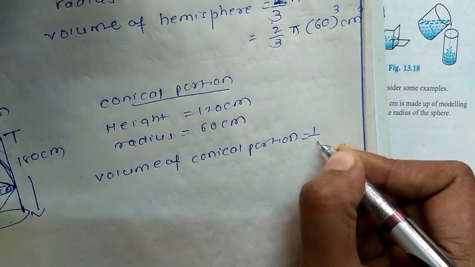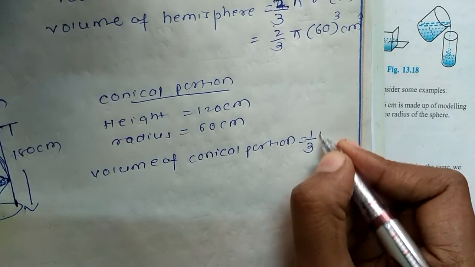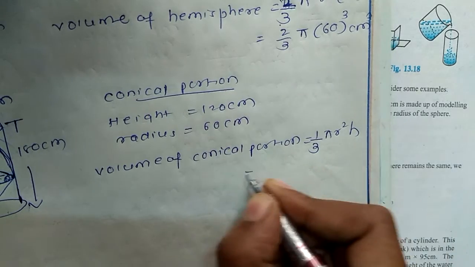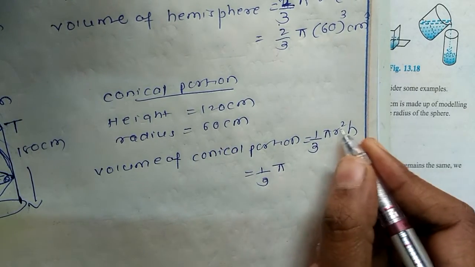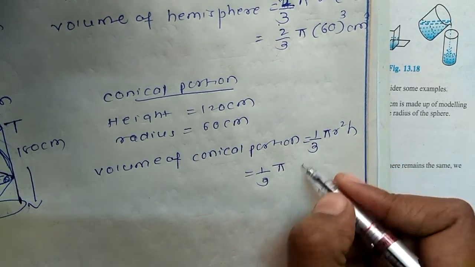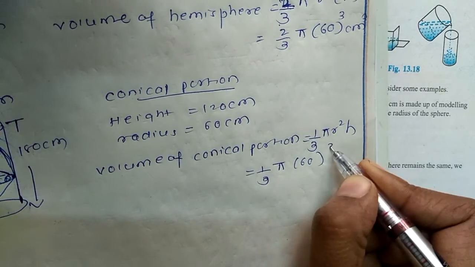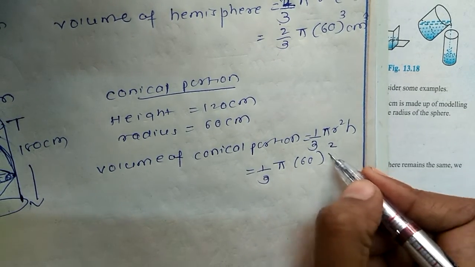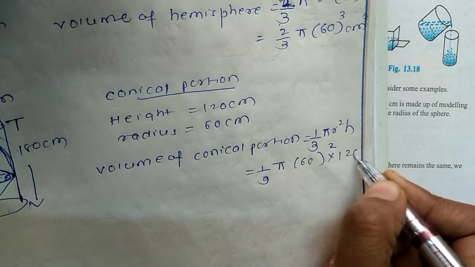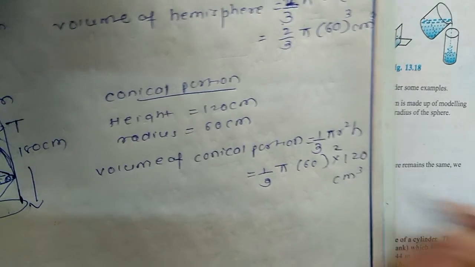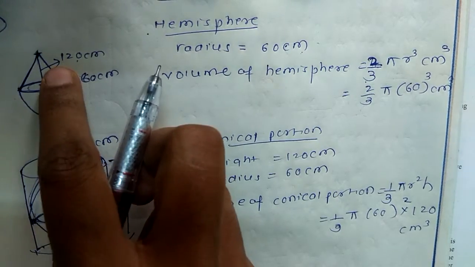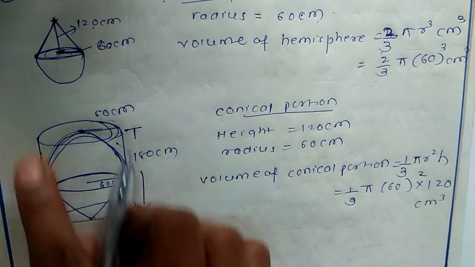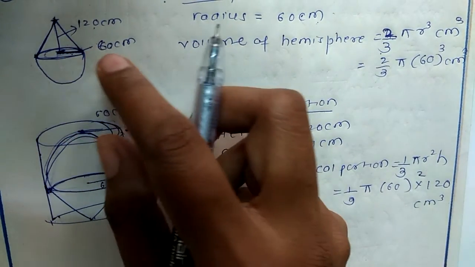So volume of cone, same formula we are going to use, 1/3 pi r square h. 1/3 pi I'll keep as it is. Then r, it is given 60, its square, into height is 120. So this I'll keep as it is. So these two parts' volume we got, volume of this portion. So we can add this, and from the total volume of cylinder we can subtract these two volumes.